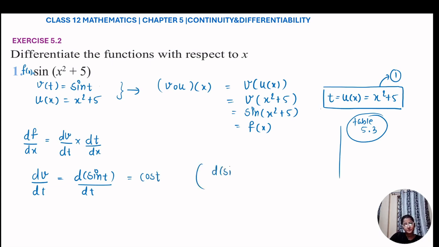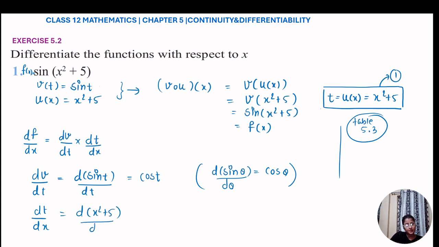That is what I am trying to say. The derivative of sin theta with respect to the variable theta is nothing but cos theta. I have used this standard differentiation. Now, next what we want is dt by dx. Our t here is nothing but our u of x, and u of x is nothing but x square plus 5. So this will be the derivative of x square plus 5 with respect to x.